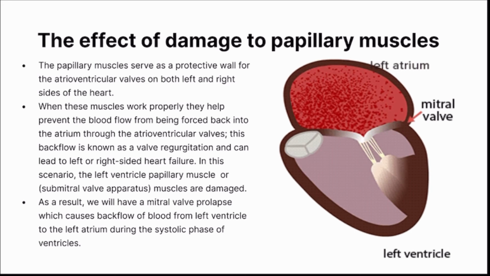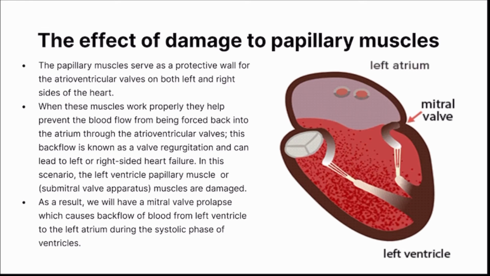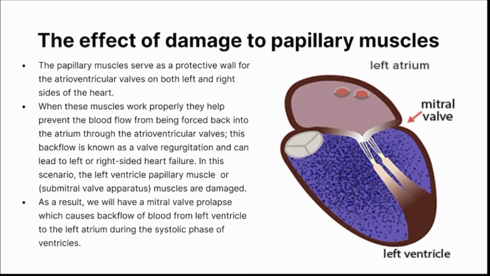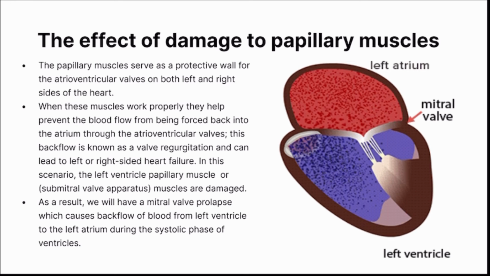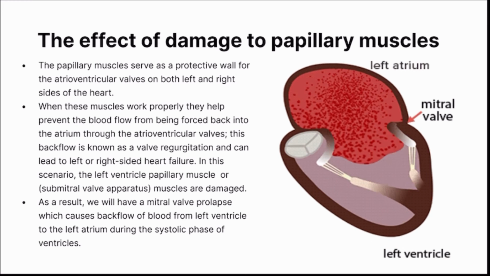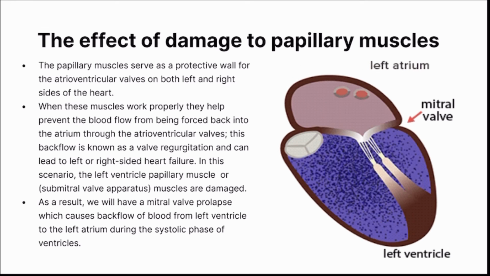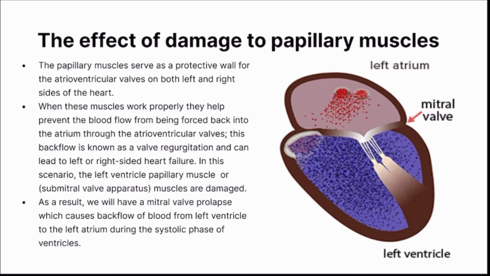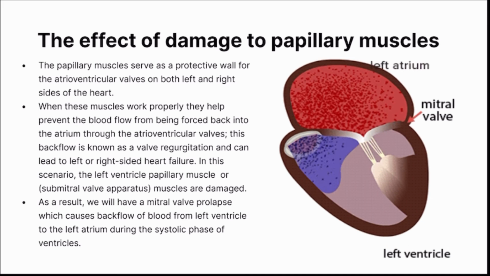So the papillary muscles serve as a protective wall for the atrioventricular valves on both left and right sides of the heart. These muscles are connected to the valves through the chordae tendineae, which helps prevent collapse or breakdown of the valves, which is known as prolapse. When these muscles work properly, they help prevent blood from being forced back into the atrium through the atrioventricular valves. This backflow is known as valve regurgitation and can lead to left or right-sided heart failure.